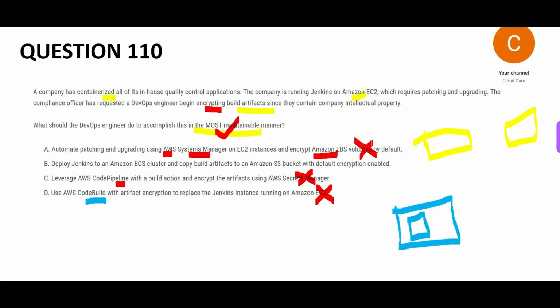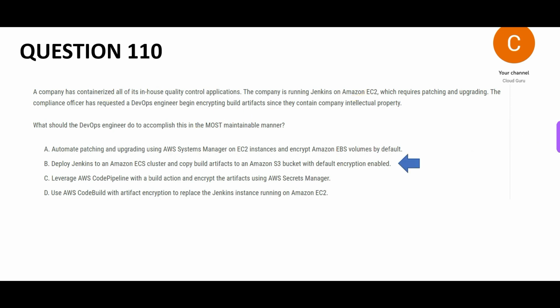This would be wrong. First of all, systems manager cannot be a replacement for Jenkins, a wrong choice of product. And the second thing is, I would put the encryption and the code build in S3 instead of EBS volumes. It's not easily maintainable. So this would be my answer.